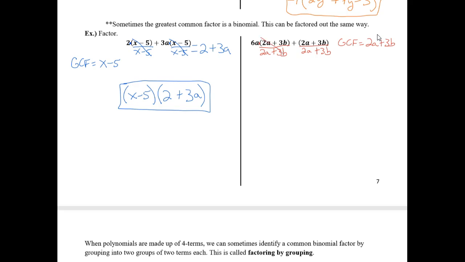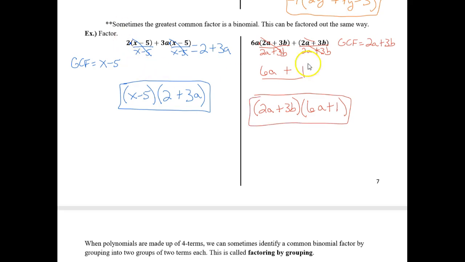If I divide it out here, I'm left with 6a plus anything divided by itself is 1. Remember, it doesn't go away, it's just 1. Thus, the factored form would be our GCF, which was the quantity 2a plus 3b, multiplied by what was left when we divided out the GCF, 6a plus 1. And here we go. Alright, so just a reminder that a whole expression could be the GCF.